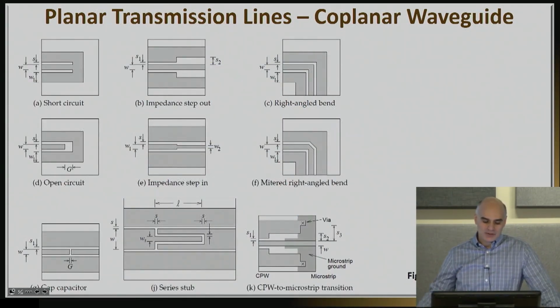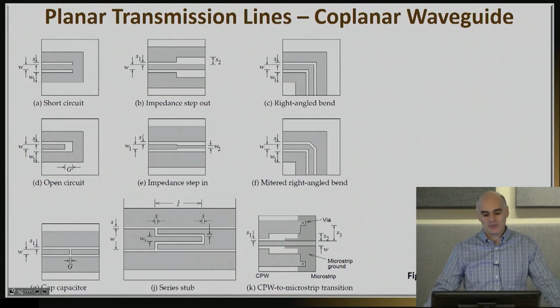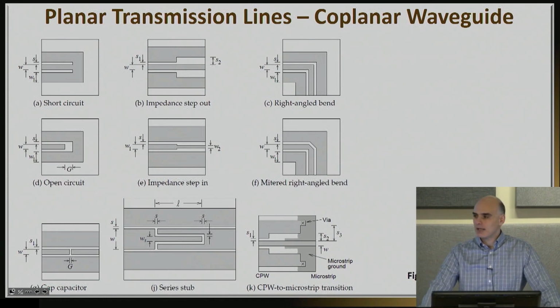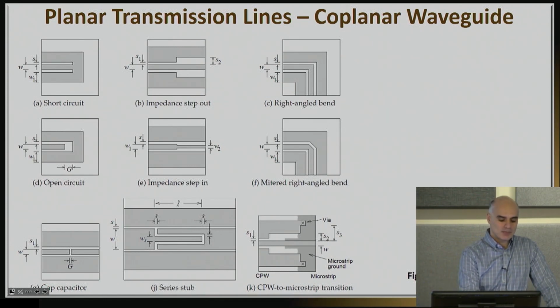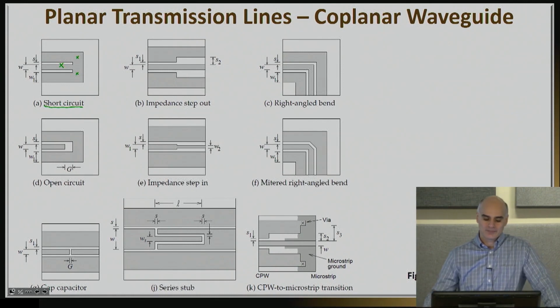Now, let me give you some layouts that can train your eye a little bit on how we utilize this type of CPW line. You can see a good example here of how we can make a short circuit. Look at the center: the strip line is now shorted to the grounds at the end. This is an impedance step. This is an interesting thing.